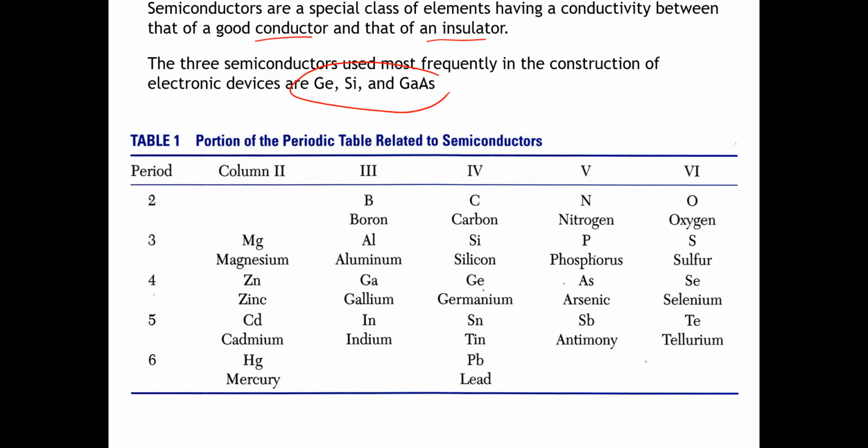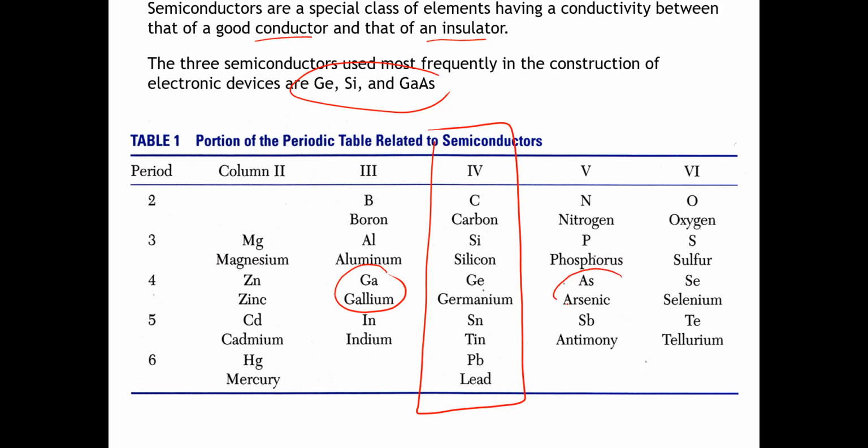And you can see the germanium and silicon are materials in column 4, or they have 4 valence electrons. And also the gallium arsenide is a combination of column 3 and also column 5, so it also has 4 valence electrons on average.